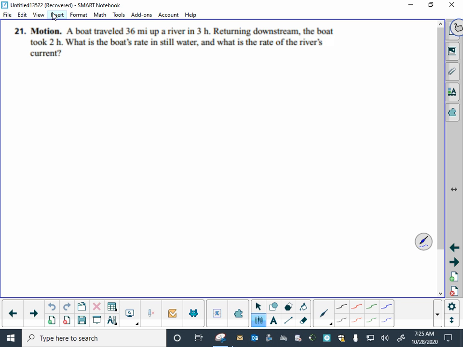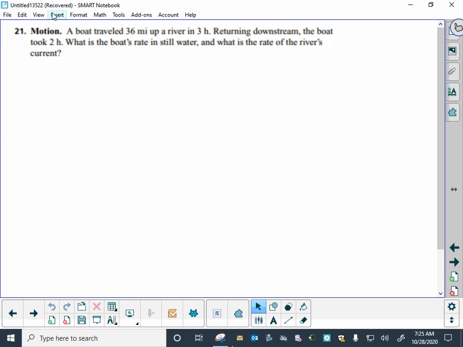So this is labeled as a motion problem. We have a boat that is traveling 36 miles up a river. It takes it 3 hours to do that. Returning downstream, the boat takes 2 hours. And the question is, what is the boat's rate in still water and what is the rate of the river's current?